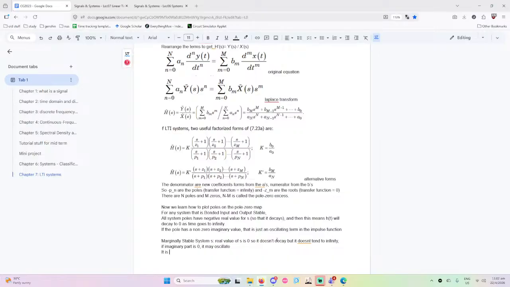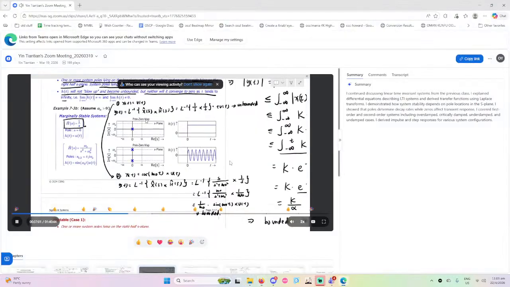Is it bounded? Bounded, right? So in this case, it is bounded. So in this case, the bounded input can generate bounded output or unbounded output. So here the system is called marginally stable. Sometimes it's stable, sometimes it's not. It's not unstable, so it is called marginally stable.